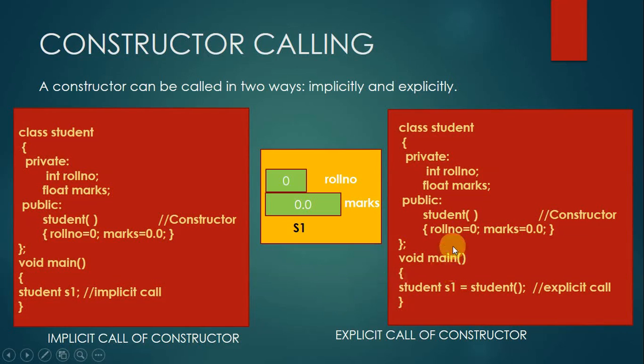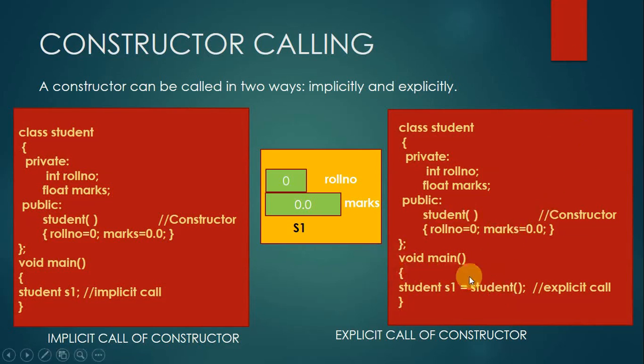Now we can also call the constructor explicitly. Let us see how. Again, I am creating the same class student with two data members, roll number and marks, and I am creating a constructor in the public section of the class which has the same name as that of the class and it is initializing the data members with initial values. Any initial value you can choose. Now you can see this is the end of the class. Now in void main, I am creating an object. Student is the name of the class and S1 is the name of the object. And here I am explicitly calling this constructor function student and this is called the explicit call of the constructor.